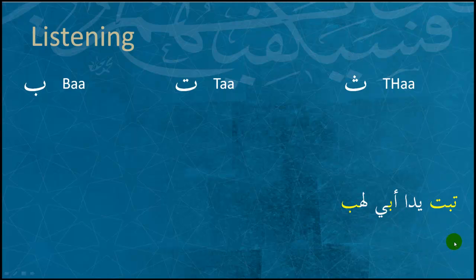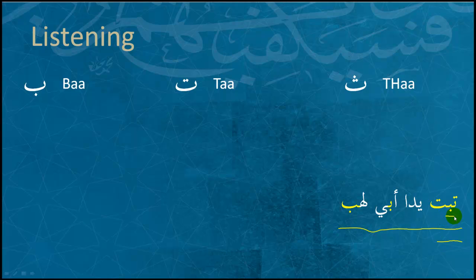Let's do another example. Tabbat yada abi lahab. Okay? Let's do it slowly now. Let's notice the letters as we pronounce them. Tab. Okay, I pronounced da, tab, and then a ba. Tab. Bat. Okay, I pronounced another ba. Dab, bat, and another ta. Dab, bat. Da, ba, ba, ta.